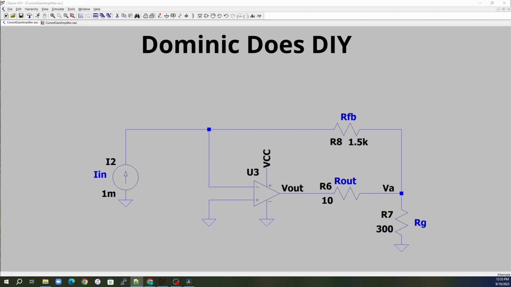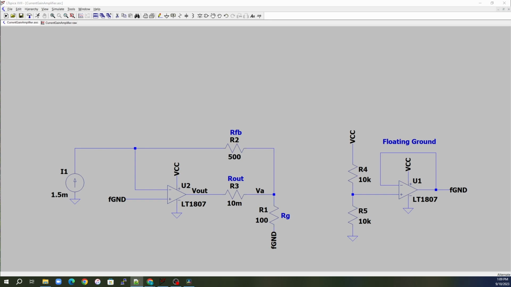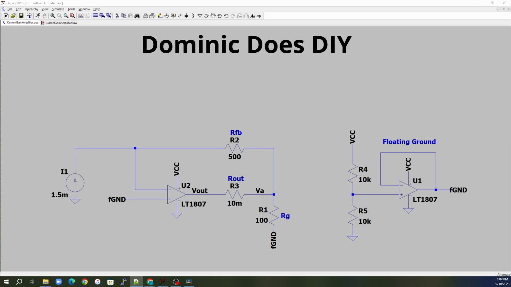What we need to do instead is create a floating ground. So using another op amp, we can create a buffered floating ground voltage source for us. This will allow us to reach a lower voltage at the VA node than the ground reference. So here I'm just using an op amp, a voltage follower circuit, just to give us a buffered floating ground. And you can see I'm just making it half VCC.